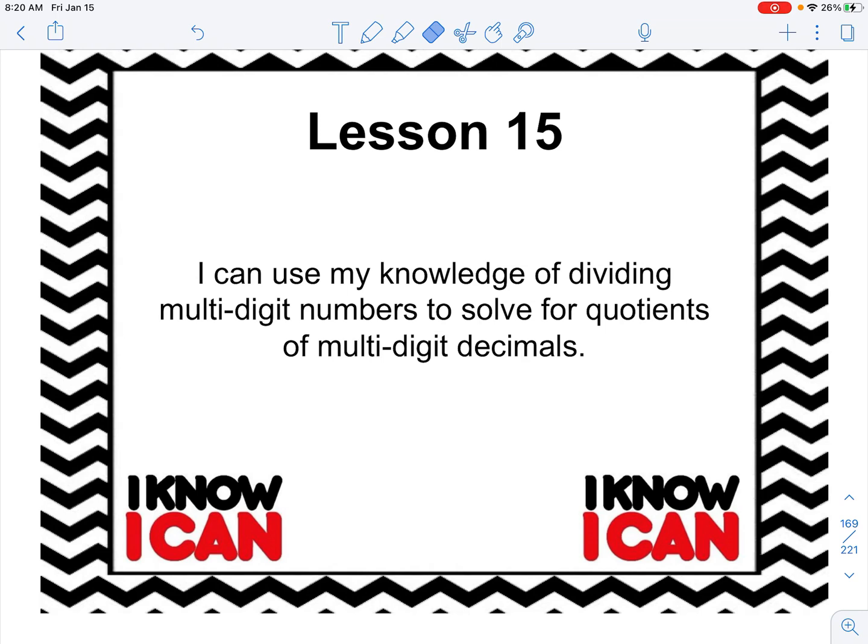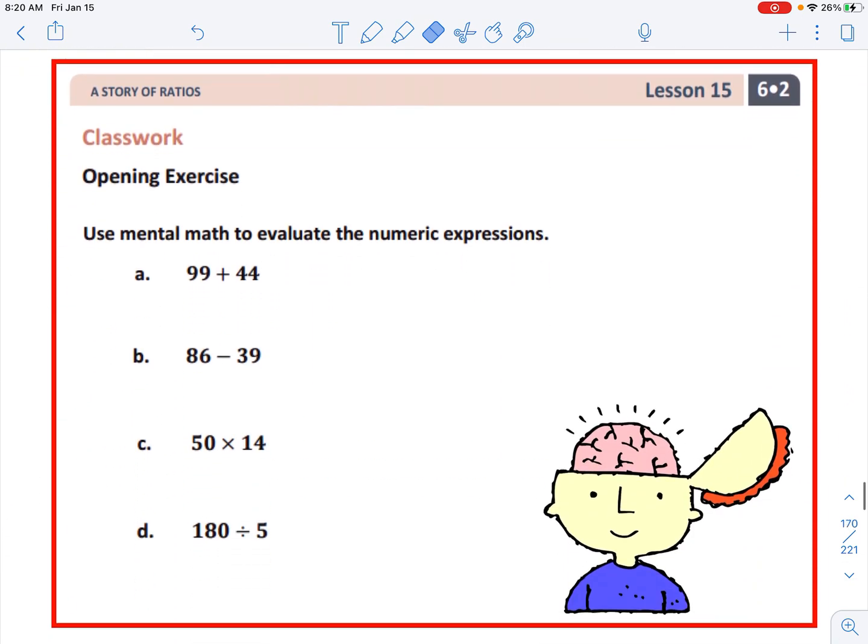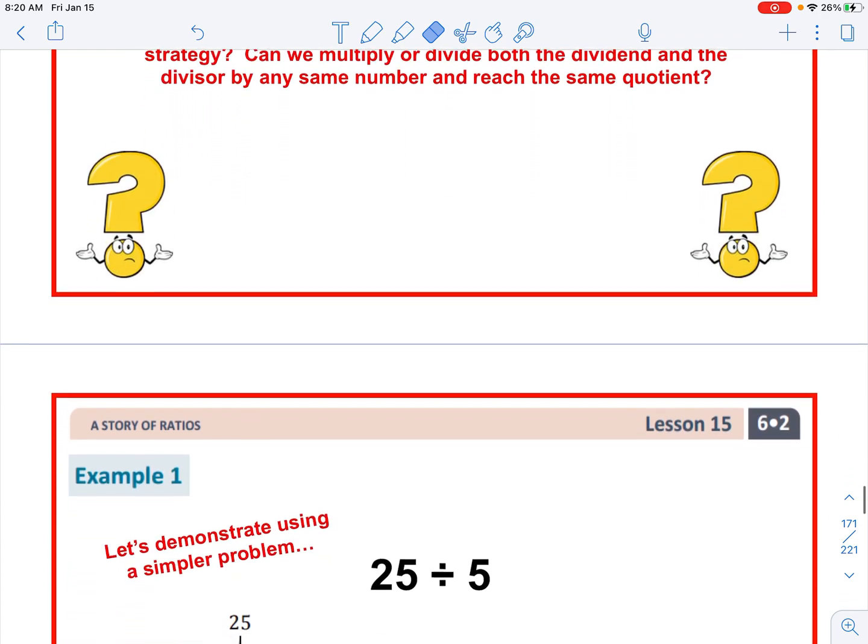Today, we're going to go over lesson 15. It's pretty much going over the same thing that we've been learning, dividing multi-digit decimals and trying to find their quotients. Today's objective, again, is I can use my knowledge of dividing multi-digit numbers to solve for quotients of multi-digit decimals. We spent almost a whole week dividing multi-digit numbers, and that set the framework and the foundation for dividing multi-digit decimals. And it made it a lot easier, I think, on you guys. So I'm glad that really helped.